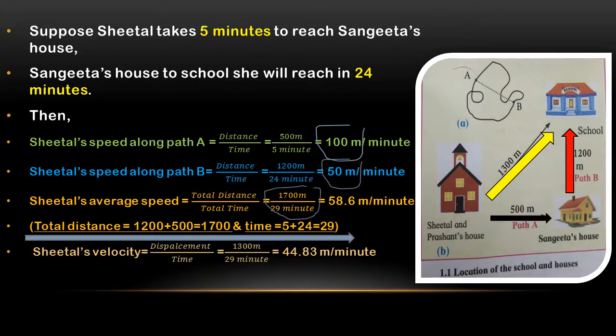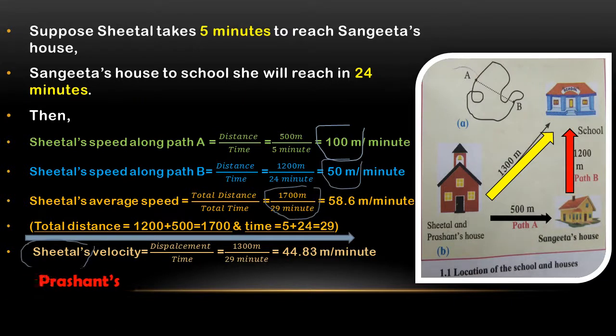Okay. Now next is Sheetal's velocity. In the above three steps we have calculated the speed. Now in the fourth step we will calculate the velocity. Sheetal's velocity will be equal to displacement upon time. Okay, we know that the formula for velocity is displacement upon time. So displacement, now here there is one mistake in your textbook.